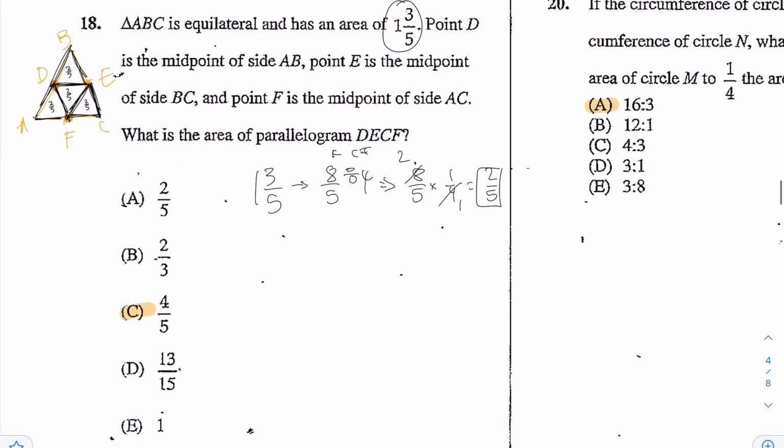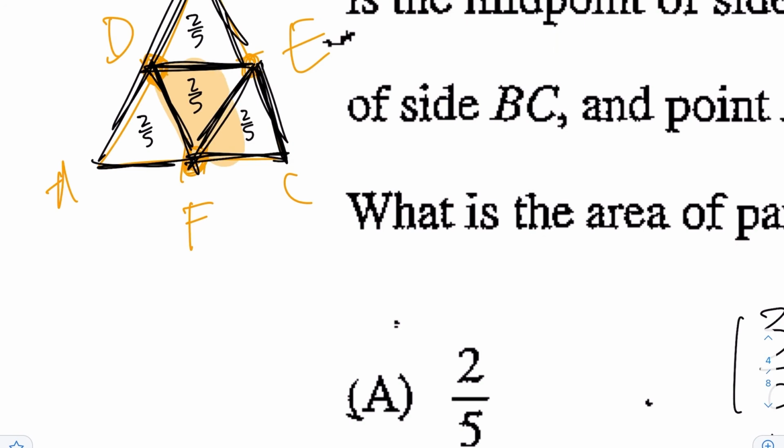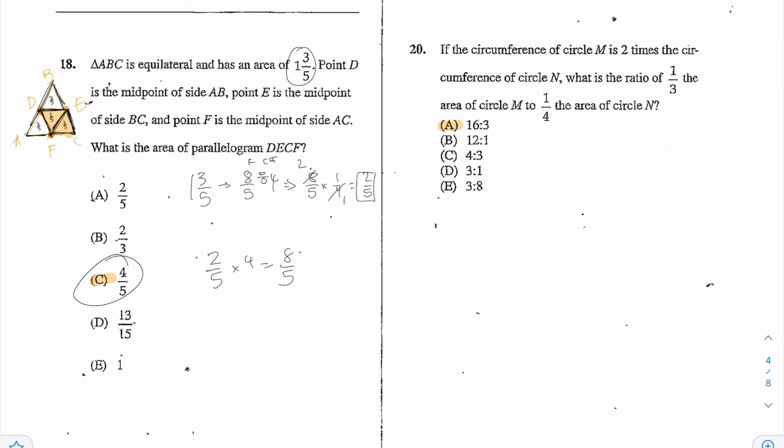And you can always check your work. 2/5 times 4 is equal to 8/5, which is the total. Now this parallelogram takes up 2 of those triangles. So that's going to be 4/5 for the area, choice C. So fortunately for number 18, you have an equilateral triangle, which means all the sides are equal, so you're going to be able to cut this into equal pieces.